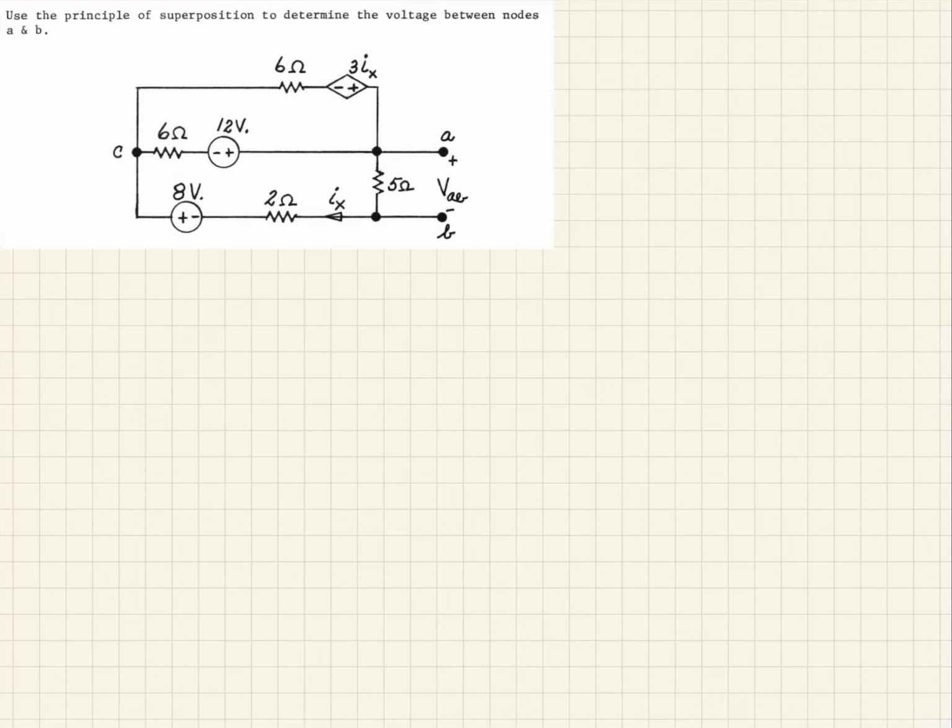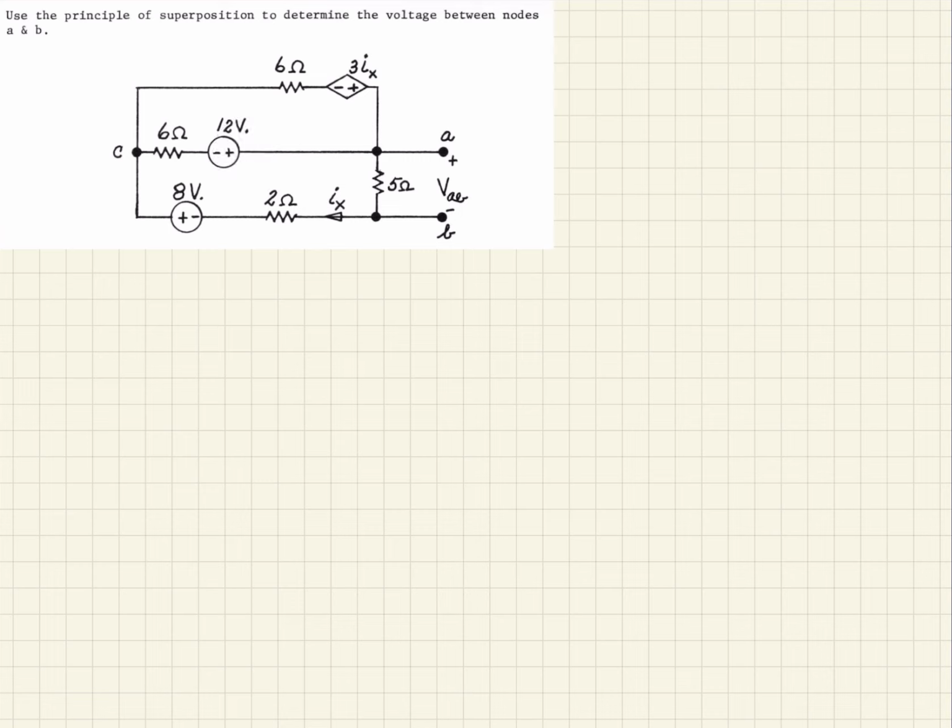Okay, this one we're given a circuit with three voltage sources. We have an 8-volt source and a 12-volt source, and those are independent, and then we have a dependent, current-dependent voltage source, 3ix, where ix is defined in this leg. And we're asked to use superposition to determine the voltage VAB in here. So this one could be maybe a little bit tricky, but let's see how we would apply that here.